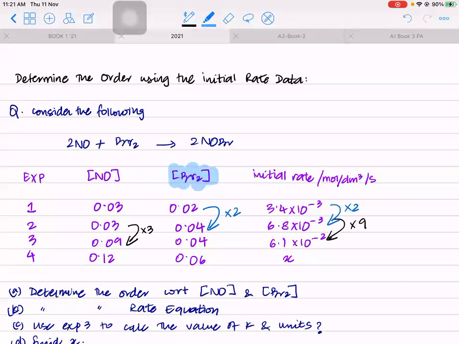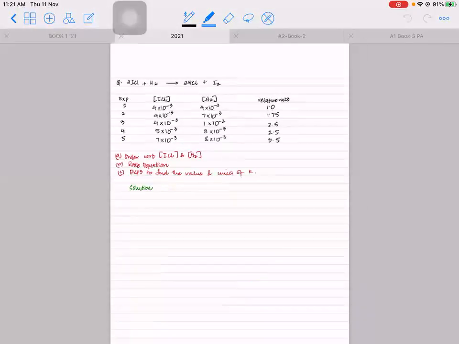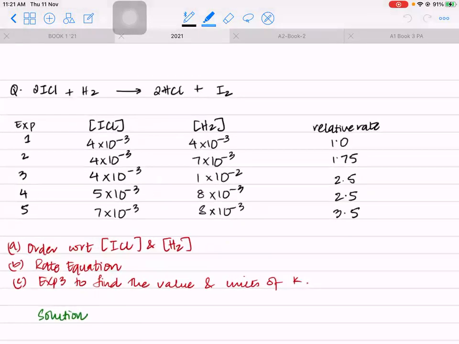Likewise here, if you want to find the order with respect to bromine, then you must pick two experiments where bromine is changing and NO is constant. And you can find out the order with respect to the change in concentration. Clear? Now, let's have you try this question.